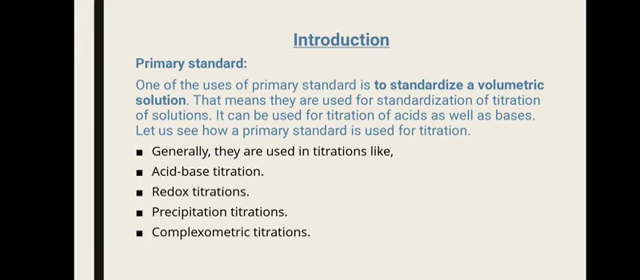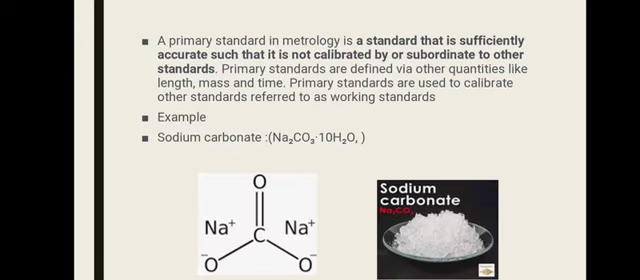One of the uses of a primary standard is to standardize a volumetric solution. That means they are used for standardization in titration of solutions. It can be used for titration of acids as well as bases. Let us see how a primary standard is used for titration. Generally, they are used in titrations like firstly acid-base titration, second redox titration, third precipitation titration, and finally complexometric titration.